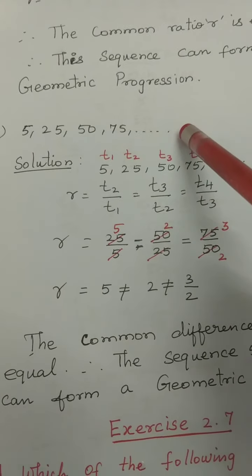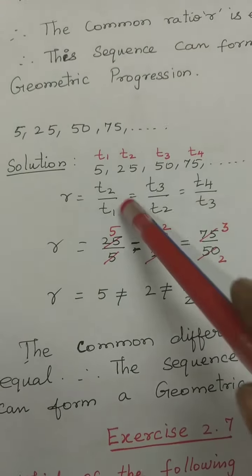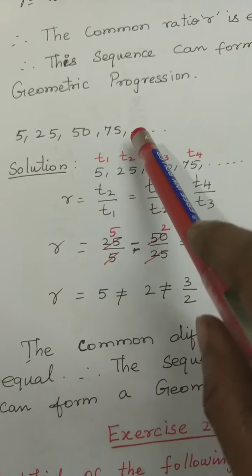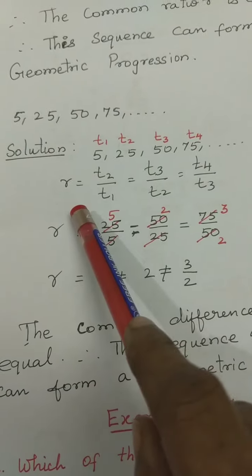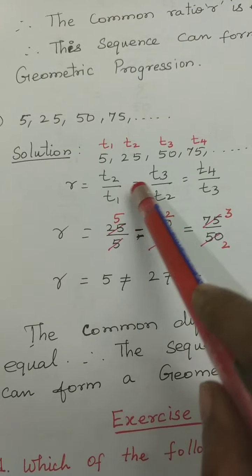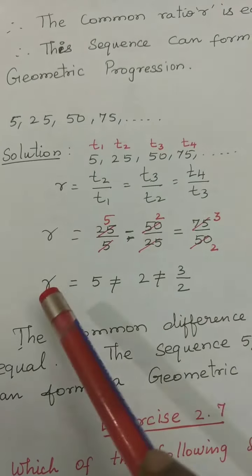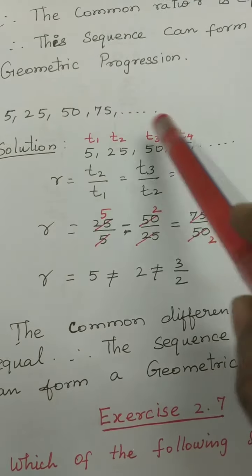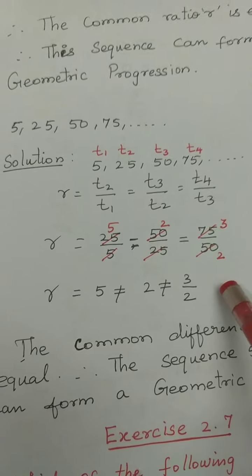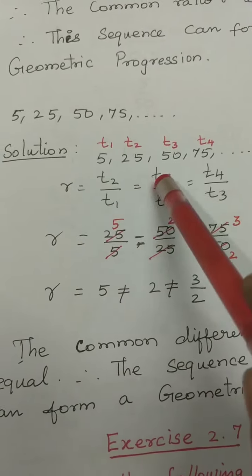You have to check whether this can form a sequence or not. Solution. You can take this first one as T1, T2, T3 and T4. R is equal to T2 by T1 is equal to T3 by T2 and T4 by T3. Now we substitute here 25 by 5, 50 by 25 and 75 by 50. Then 5 fives you can cancel as 5 times.